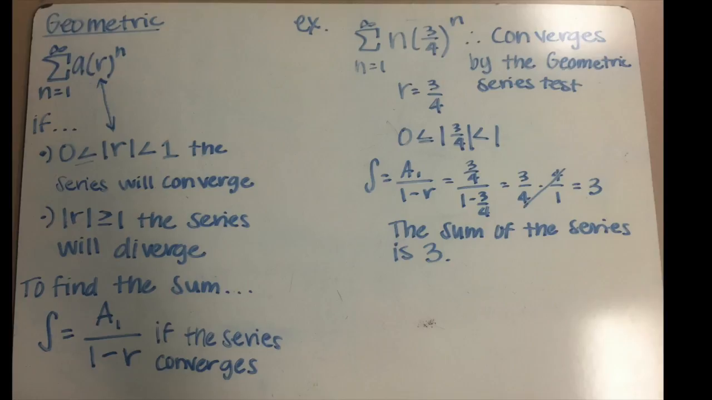In the example, you have n times (3/4) to the n power. r is equal to 3/4. The absolute value of 3/4 is in between 0 and 1, meaning the series converges. To find the sum, you take a sub 1, which is 3/4, over 1 minus 3/4. When you multiply those together, you will get 3. The sum of the series is 3.